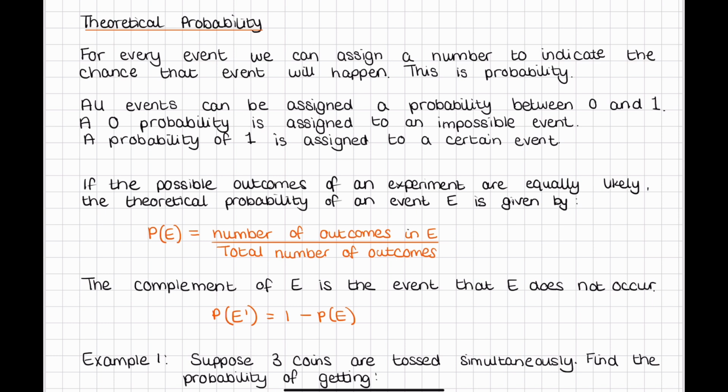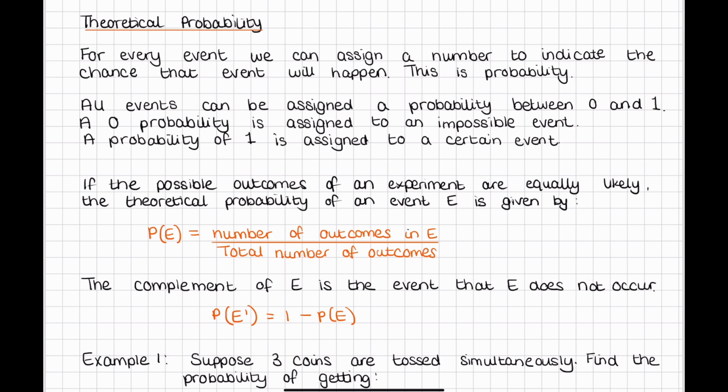If the possible outcomes of an experiment are equally likely, then the theoretical probability of an event E is given by the probability of E equals the number of outcomes in E divided by the total number of outcomes. Now, the complement of E, which we've said before is the event that E does not occur, can be found by doing 1 minus the probability of the event happening, because that will be the probability of the event not happening.